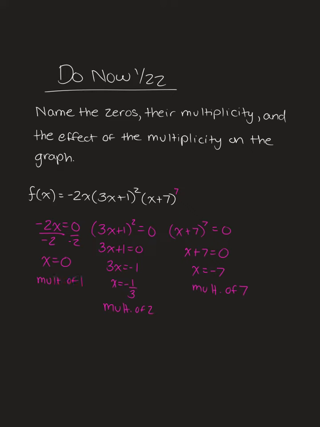Now what's the effect? Remember, an odd multiplicity will cross the graph, an even multiplicity will bounce. So at x equals 0, it will cross. At x equals negative 1/3, because it's an even multiplicity, it will bounce. And at x equals negative 7, the multiplicity is odd, it will cross.